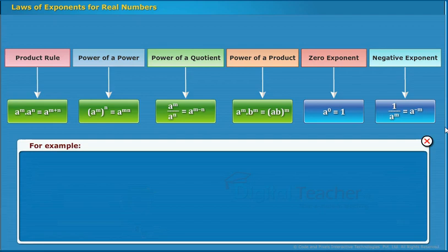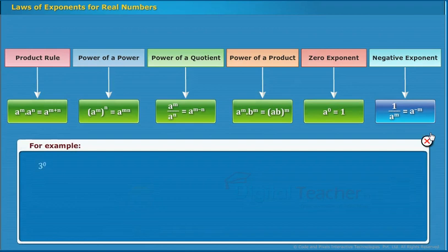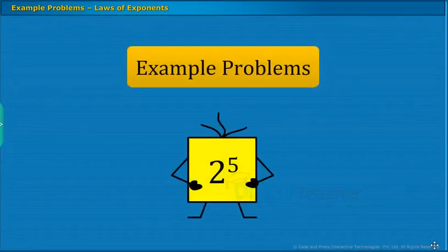For example, let us consider 5^2 × 10^2. As powers are the same, it can be written as (5 × 10)^2, that is equal to 50^2. For example, 3^0 is equal to 1. For example, let us consider 1/2^3, which is equal to 2^(−3). Let us solve a few example problems on laws of exponents.